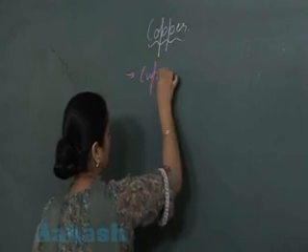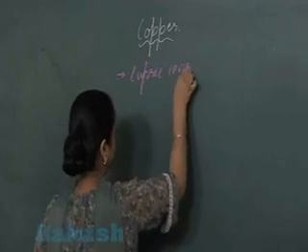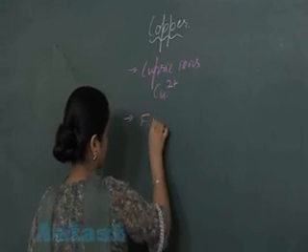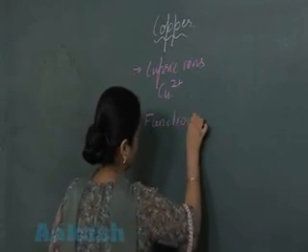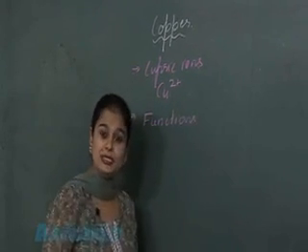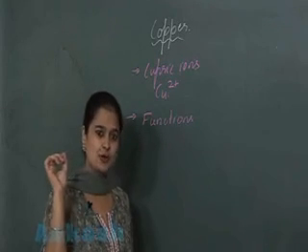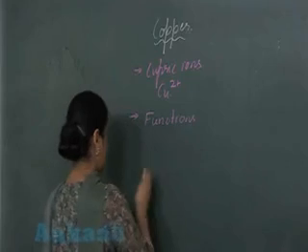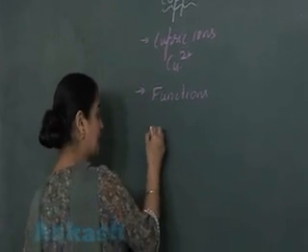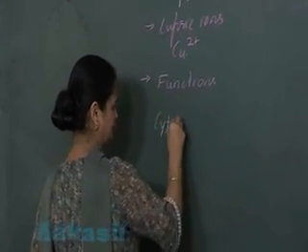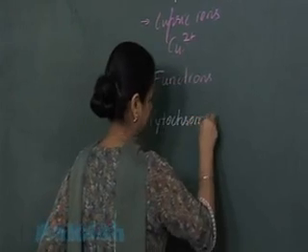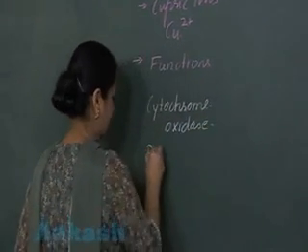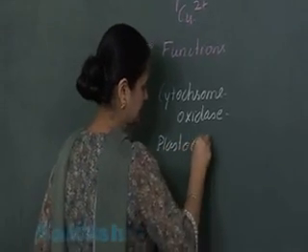Absorbed in the form of cupric ions. Now copper, it is involved in the electron transport system because it is part of electron carriers. So I am writing the name of the electron carriers. One is cytochrome oxidase, and the another one that is plastocyanin.